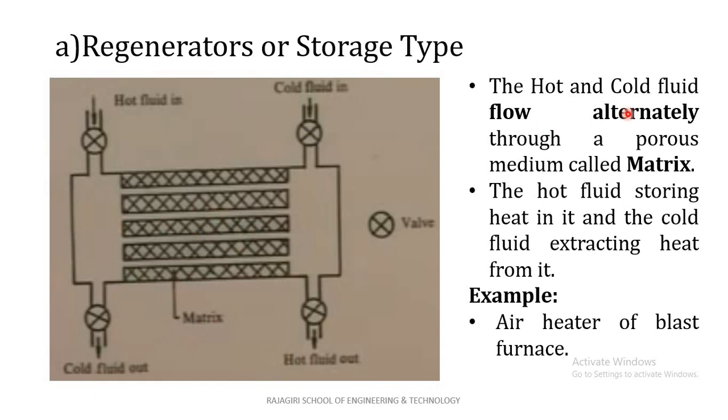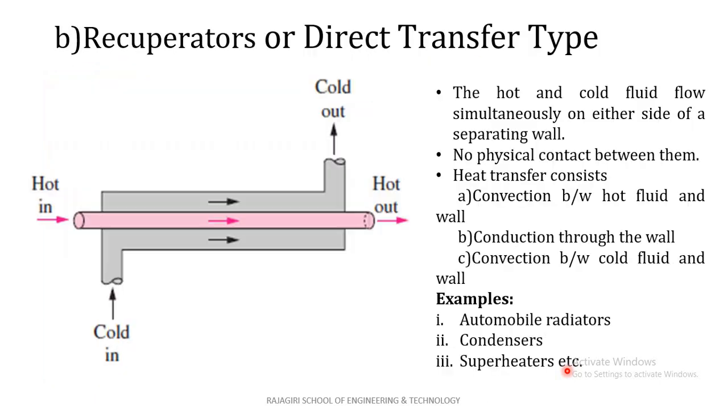So this is important. The hot and cold fluid flow alternately through a porous medium, that is matrix. The example for this type of heat exchanger is the air heater of a blast furnace. Then this is the most popular heat exchanger. We are going to deal with this heat exchanger only in this module. Recuperators or direct transfer type heat exchanger.